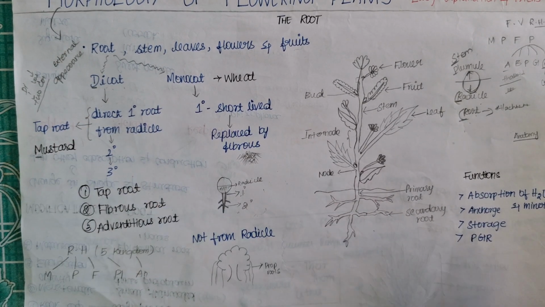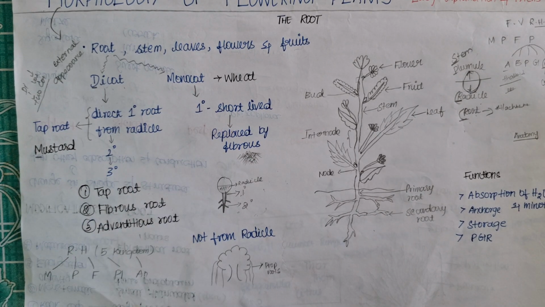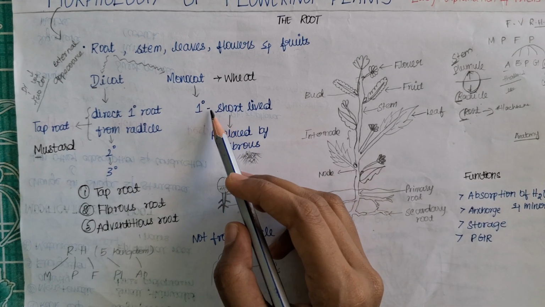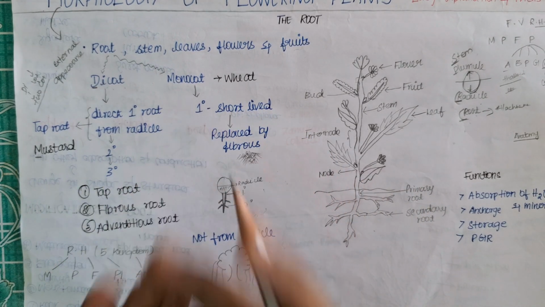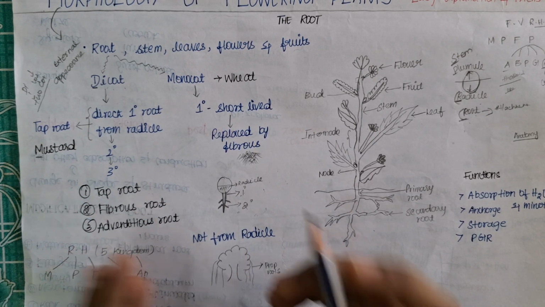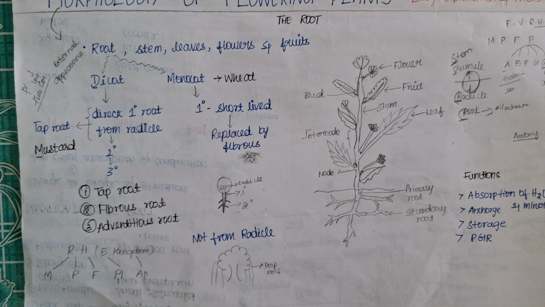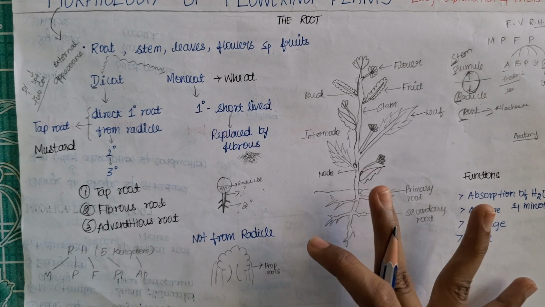So now we are clear with the taproot system. Now comes your fibrous root. Taproot is seen in your dicot, then fibrous root is seen in your monocot. So how will this occur? See, in monocot system, wherever the primary root is coming, this primary root will be short-lived. Short-lived means it won't last for much time. It will disappear, I can say.